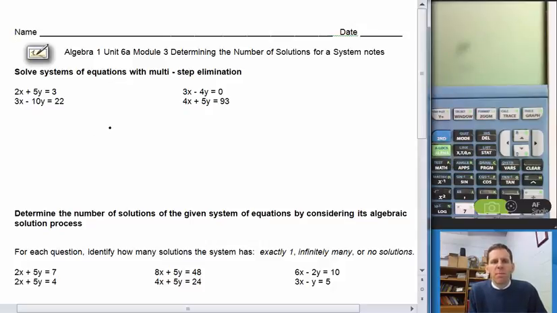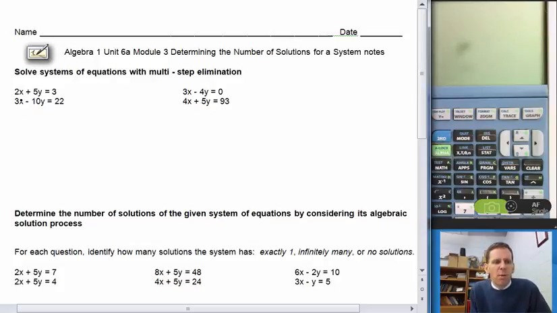These are the Unit 6A Module 3 notes on determining the number of solutions to a system of equations. What we're going to do is continue to solve some systems using our elimination process. We're also going to look at systems and determine whether or not there's exactly one solution to the system, maybe there's no solutions at all, or maybe there's an infinite number of solutions. And we'll determine what type of value we're looking at for those types of problems too.